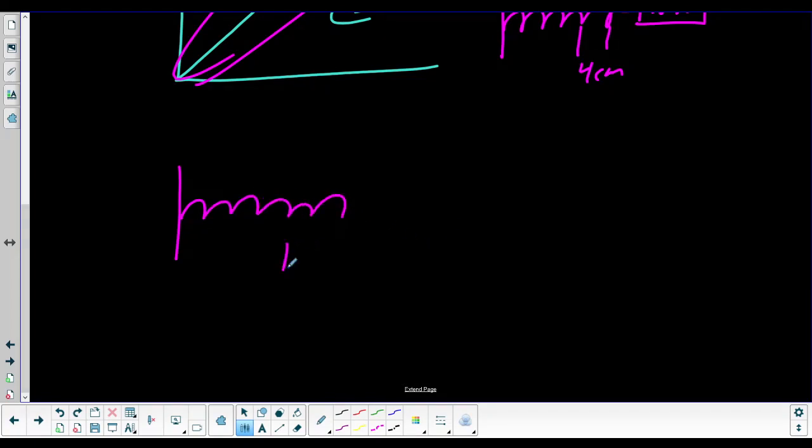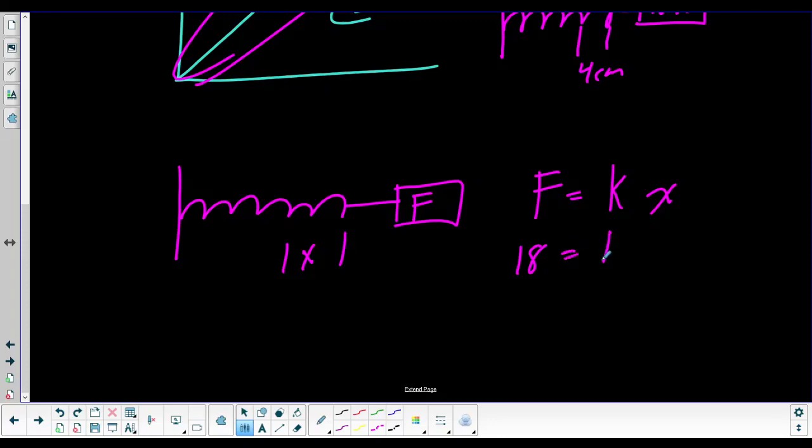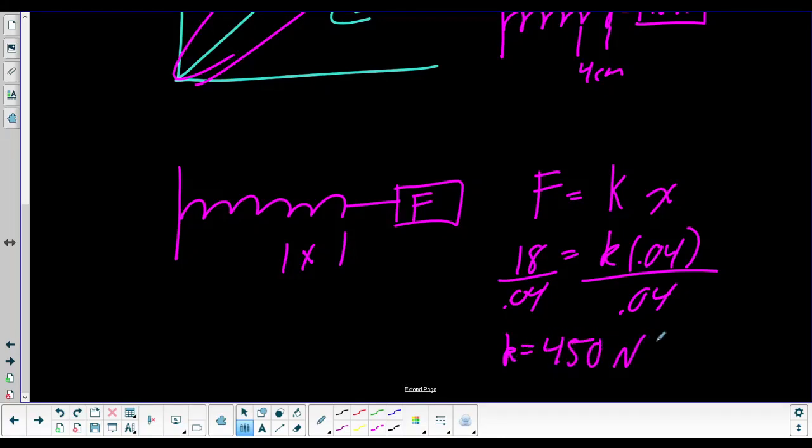I stretch it some known value x, I measure the force, and I throw it into Hooke's law, right? If I know the force and I know x, can't I just plug in these numbers? Let's say, all right, here's 18, k, this is 0.04, just divide by 0.04, and then throw that in our calculator, 18 divided by 0.04, and we get k equals 450 newtons per meter.